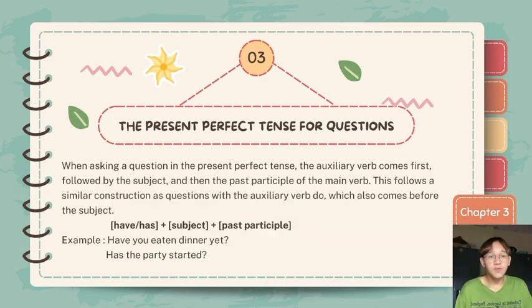Next, the present perfect tense for questions. When asking a question in the present perfect tense, the auxiliary verb comes first, followed by the subject and then the past participle of the main verb. This follows a similar construction as questions with the auxiliary verb do, which also comes before the subject.